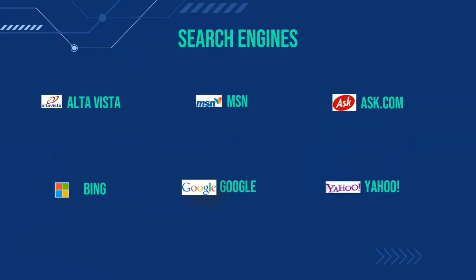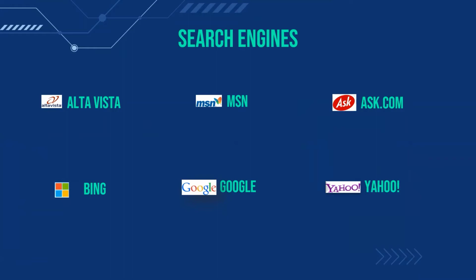Here are some search engines. The first one is AltaVista. AltaVista was a web search engine established in 1995. It became one of the earliest widely used search engines, but lost its ground to Google and was purchased by Yahoo in 2003.